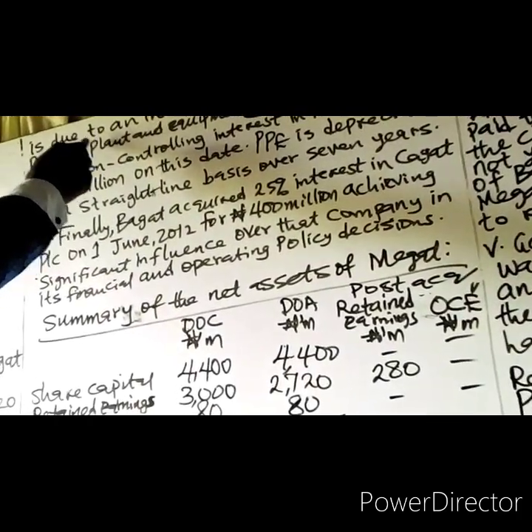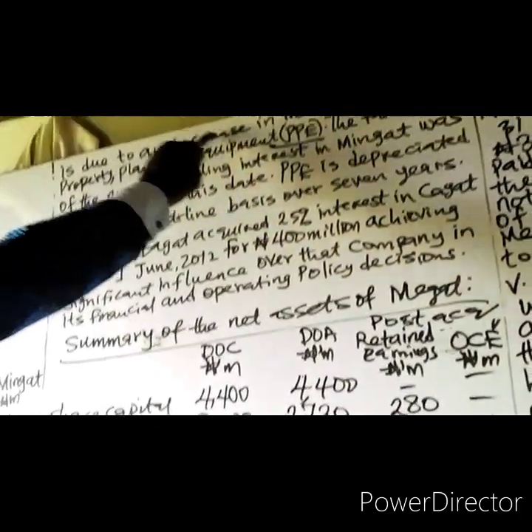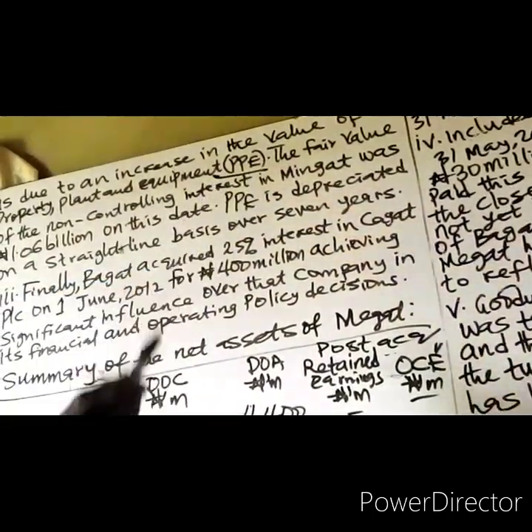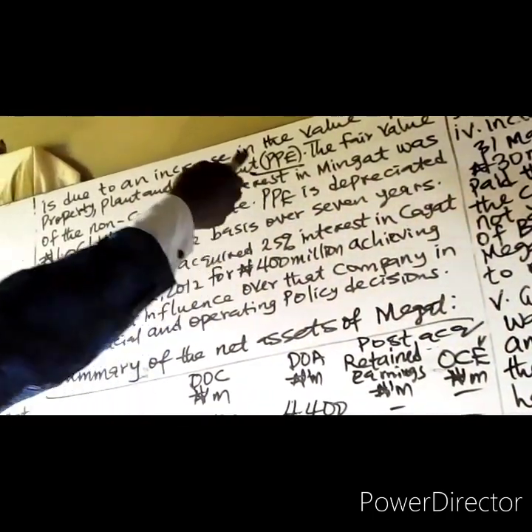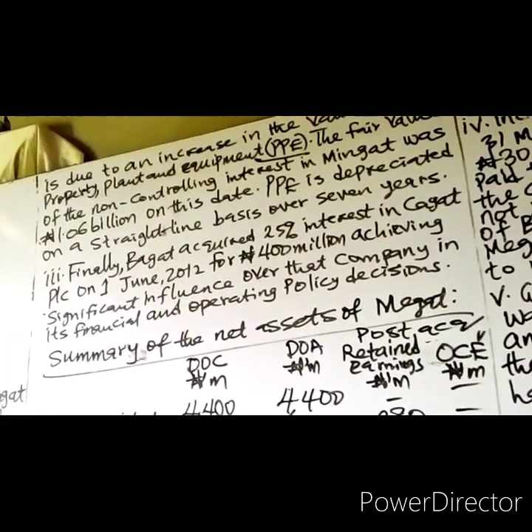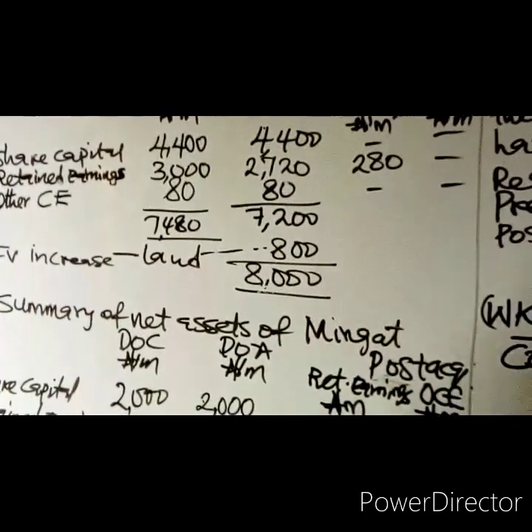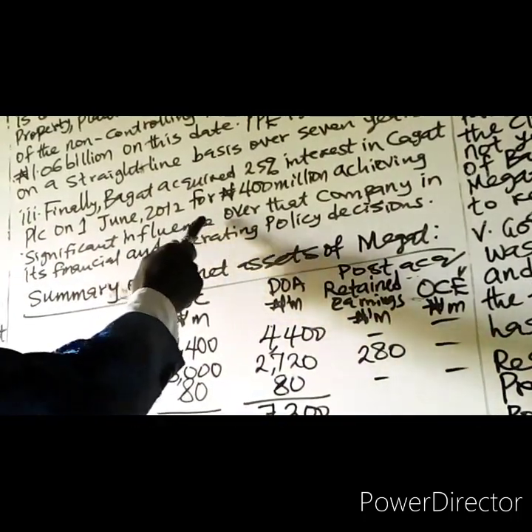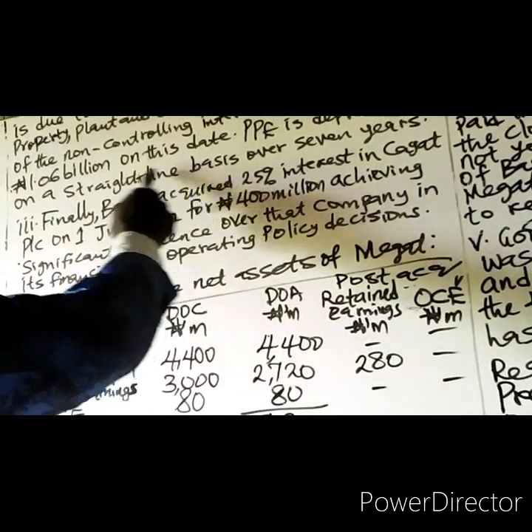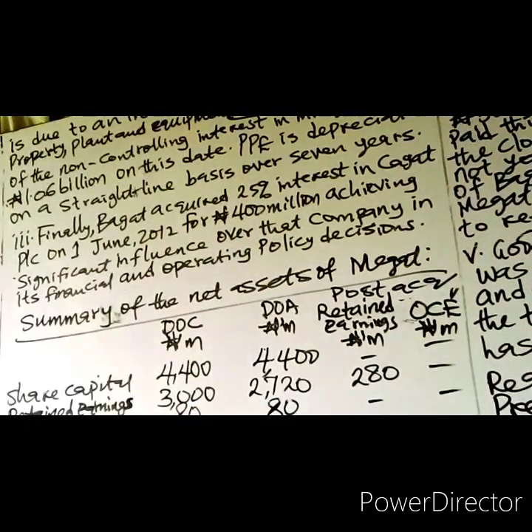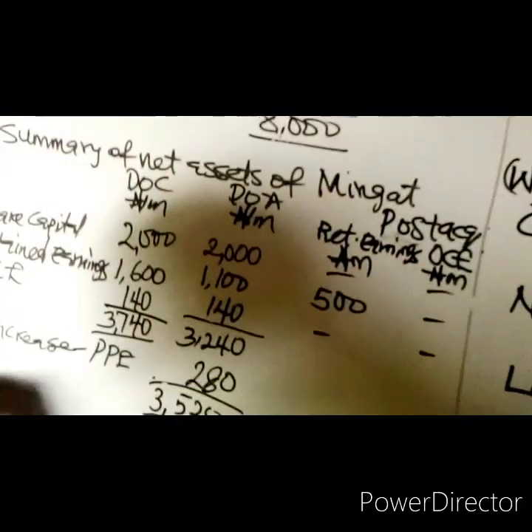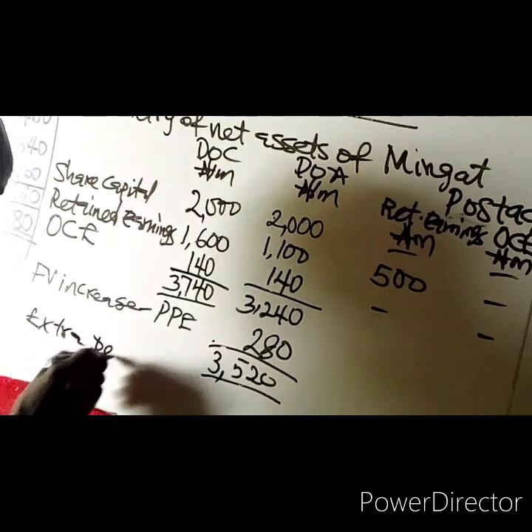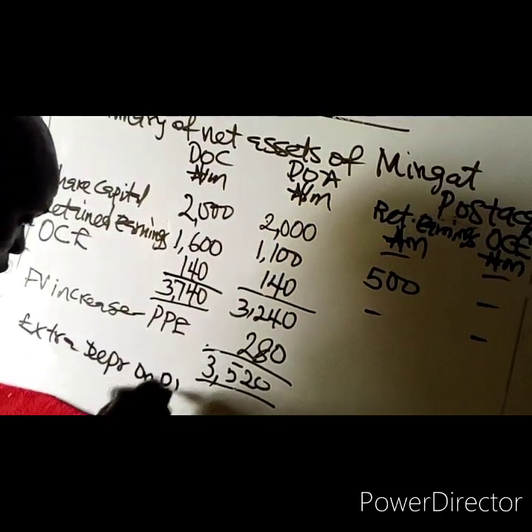Then in the note, you were told that the difference is due to an increase in the value of property, plant and equipment. I've told you that we don't need the fair value of non-controlling interest. So the difference in fair value on acquisition of Megat was due to PPE, and the property, plant and equipment is depreciated over 7 years on a straight line basis. So you have extra depreciation on PPE.